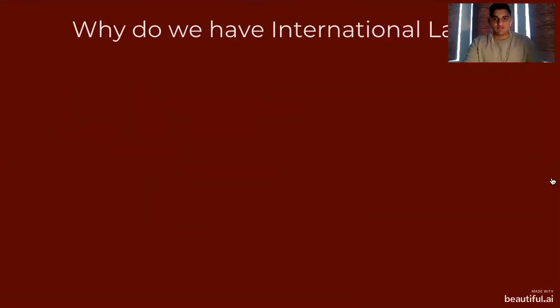So why do we have international law? Well, it's heavily criticized. Why, if we've got these domestic legal systems, do we need international law? Why do we need these states to start working with each other? Why can't these states just govern themselves? Well, there's a few reasons that you may need international law, or that international law exists.